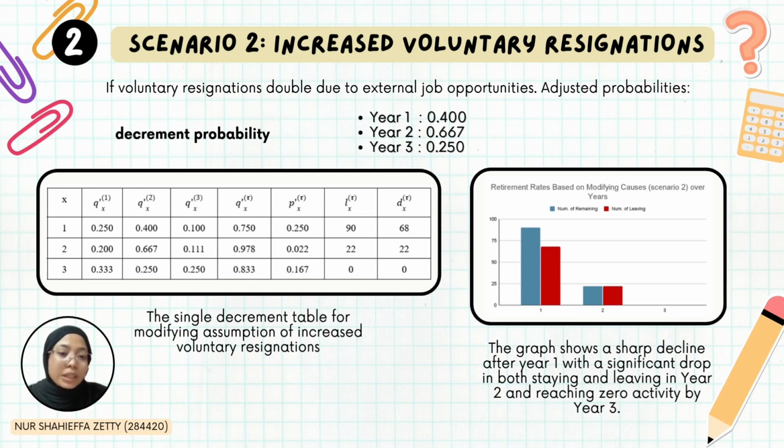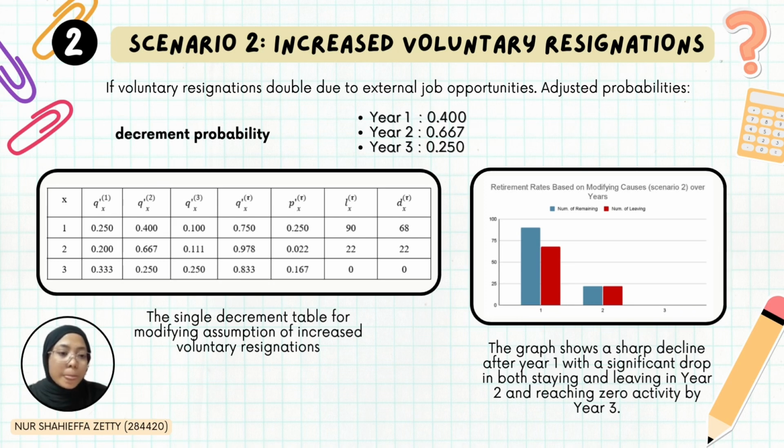To calculate the number of leaving for the second year, we take the value of QX tau in the second year multiplied by LX tau in the second year and we get 22. In the third year, we get 0 because we take the value of LX tau in the second year minus the value of DX tau in the second year, so we get 0.